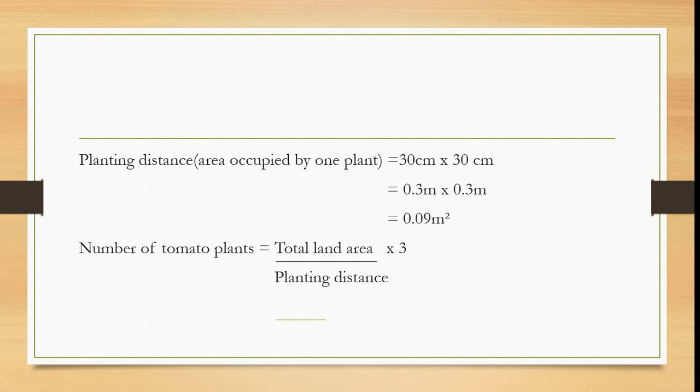So total land area is 1 hectare, that is 10,000 meters squared, divided by 0.09 meters squared, then times 3. So you get 333 plants. Okay, so this is how we go about population density problems.